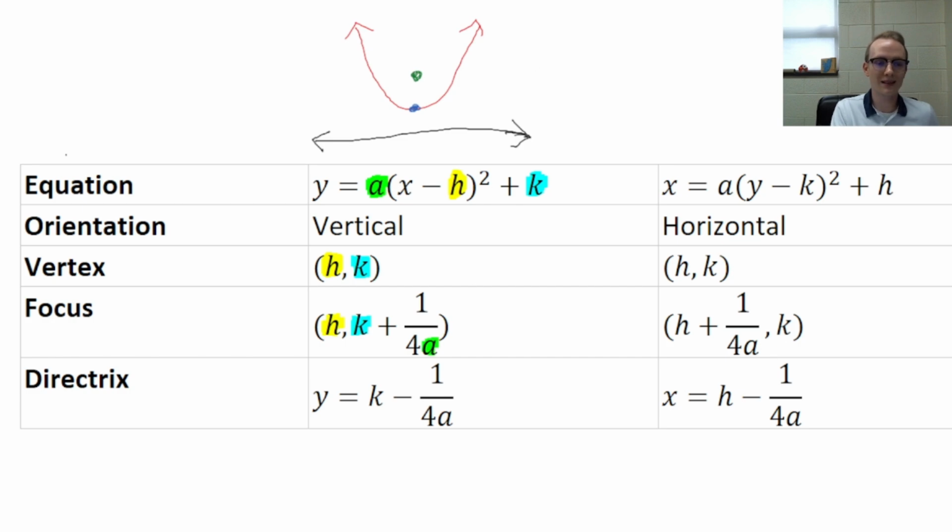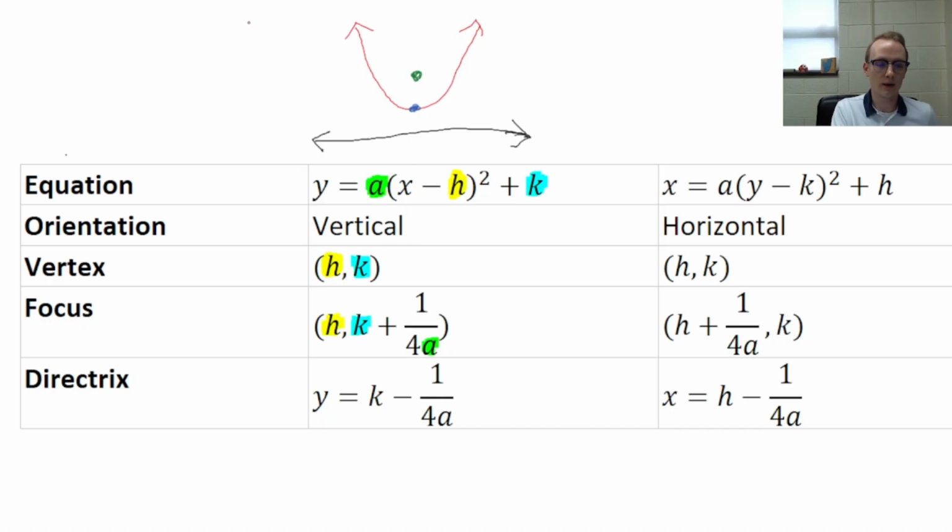But remember, the directrix is a line, so we don't write it as a point, we write it as an equation of a line. Since it is a horizontal line, it's going to start with y equals. y equals means the line is horizontal, so it looks like this. So we've got the equation y equals still k. We're talking about the y value of our vertex, which is k.